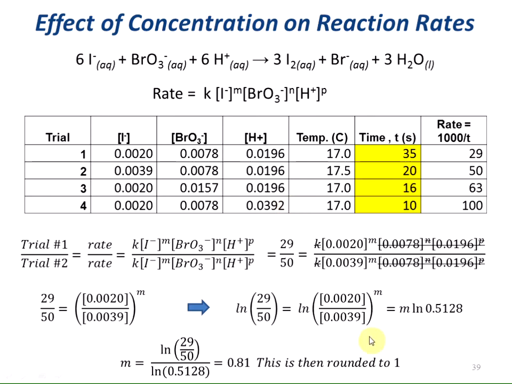So we found the order with respect to I minus. We can repeat this process and find the orders with respect to BrO3 minus and with the H plus. So we can find n and p. We just have to make sure that, for instance, if we're looking for the order with respect to the BrO3 minus, we're looking for a change in the concentration there, but the others have to stay the same. So in that case, I can look at trial 1 and trial 3 because the concentration of I minus stays the same, the H plus stays the same, but the concentration of BrO3 minus goes from 0.0078 to 0.0157.